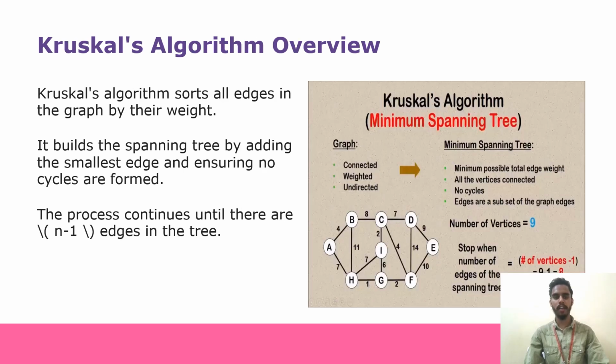Moving forward to the next slide, Kruskal's algorithm overview. Kruskal's algorithm sorts all the edges in the graph by their weight. It builds the spanning tree by adding the smallest edge and ensuring no cycles are formed. The process continues until there are n-1 edges in the tree.